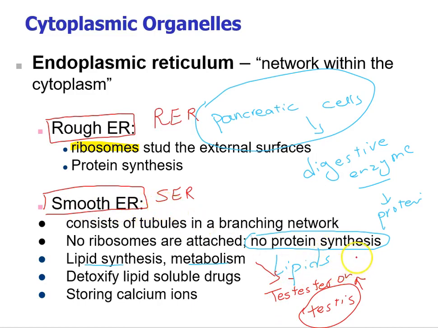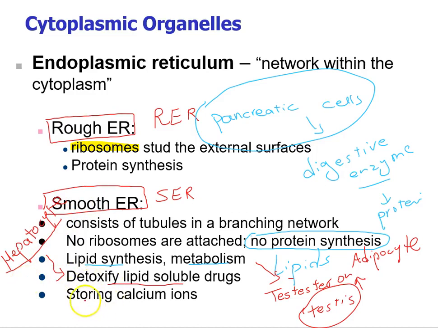Or another example, the fat cells or adipocytes, they also have lots of smooth endoplasmic reticulum because they have lipid synthesis and also lipid metabolism. And guess what? Which organ do you know is responsible for detoxification? Good job, liver. So in liver, there are some cells, we call them hepatocytes, as hepato means liver and cyte means cell. The hepatocytes have lots of smooth endoplasmic reticulum as they are responsible to detoxify the lipid-soluble drugs.